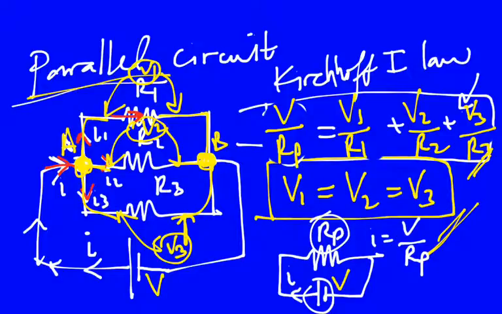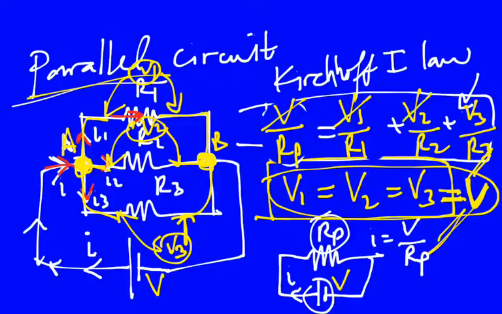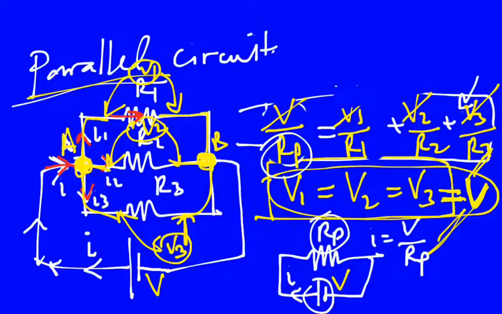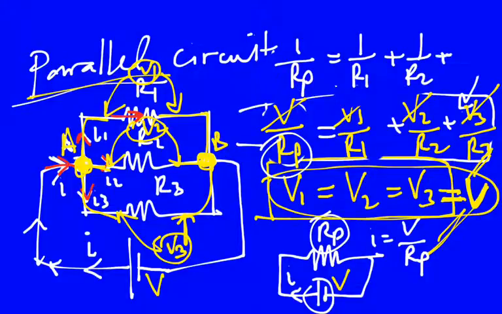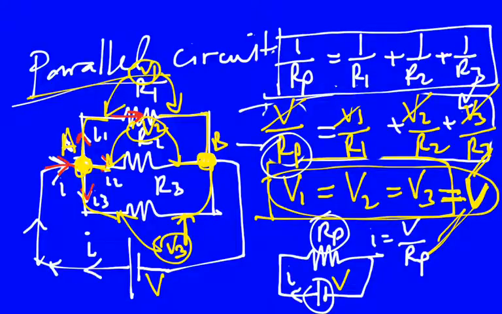as V1, V2 and V3 because they are connected to the same point, so this is also the same as V. So if the voltage differences are the same, you can cancel them. Therefore, at the end of the day, we'll get the relation of your total resistance here. So that's basically just 1 over R parallel equals 1 over R1 plus 1 over R2 plus 1 over R3 and so on. Okay, so this is how you calculate your total resistance in parallel.